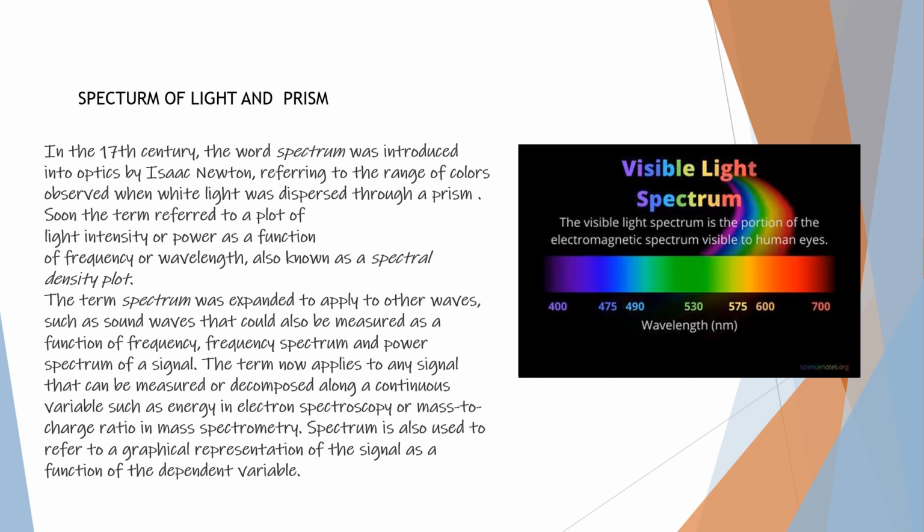The term now applies to any signal that can be measured or decomposed along a continuous variable, such as energy in electron spectroscopy or mass-to-charge ratio in mass spectrometry. Spectrum is also used to refer to a graphical representation of the signal as a function of the dependent variable.